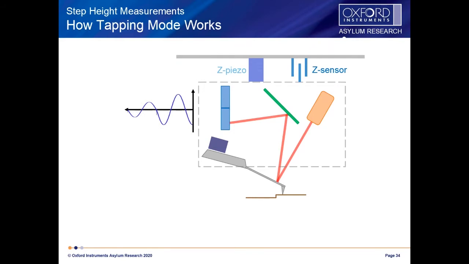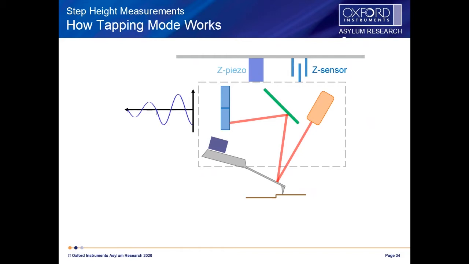Now, if you notice, there are two things I have mentioned on top. One is the Z piezo and one is the Z sensor. So what is the difference between a Z piezo and a Z sensor? A Z piezo is a piezo that responds to a changing voltage that comes from the feedback loop, and it can bring the tip closer to the sample or away from the sample.